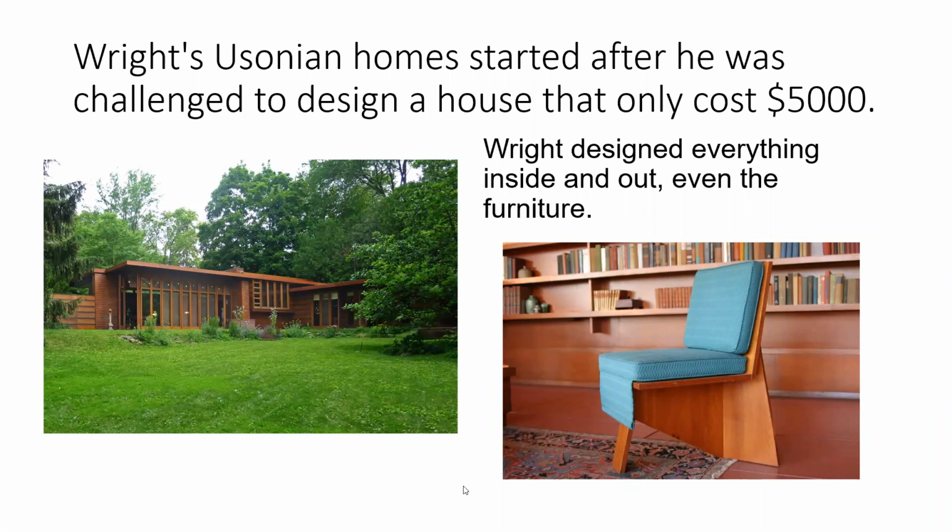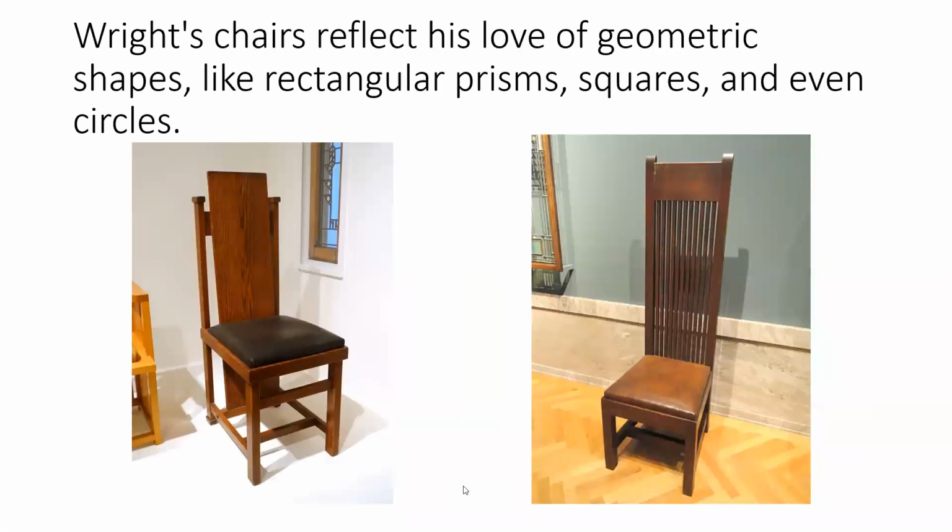He started making these Usonian homes after he was challenged to make a home that only cost $5,000. But even in the very inexpensive homes, and you see an example of one on the left, he designed everything down to the furniture in these homes. He was famous for designing the furniture, particularly these chairs, which made use of these elongated rectangles. Very often, he was obsessed with these geometric shapes.